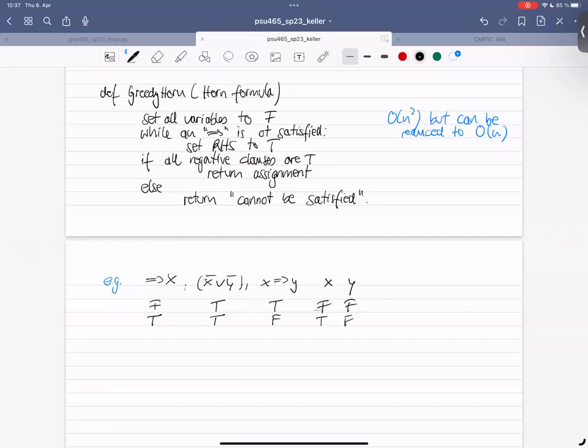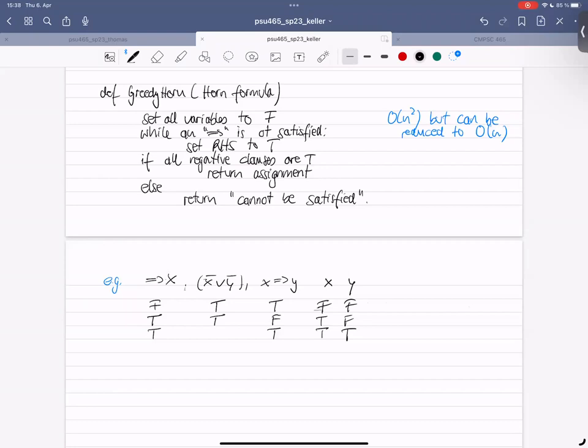Then we continue. In our greedy scheme, we scan for the next implication that is false and set the right-hand side to true. In this case, that means we also have to set Y equal to true. And then this makes our second implication true. The first implication can only change by setting something to true if it was true before. So now we're basically done with the while loop. We have scanned all the implications, and we see that all implications are true.